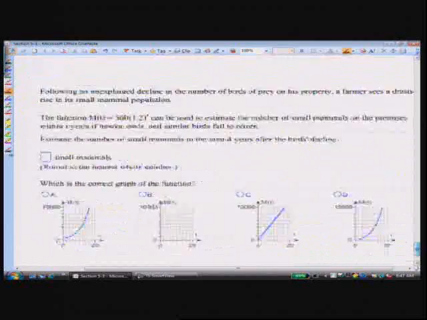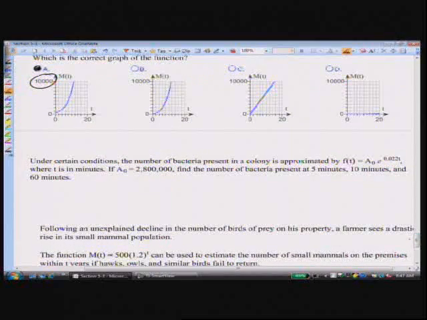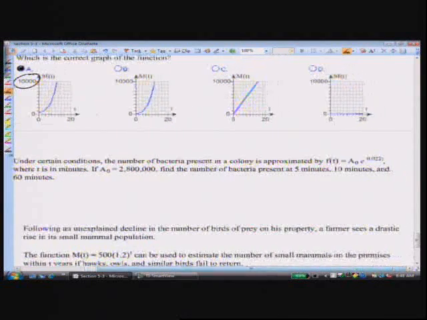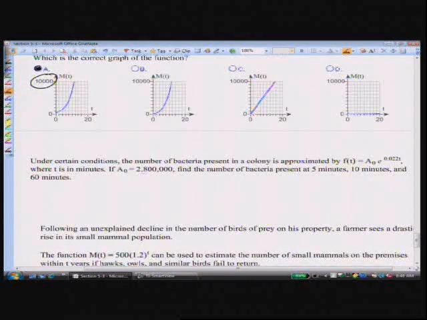Now, let's look at, I think this is the last question. Okay. Under certain conditions, can you guys mute, Chilton, because I can hear your bags moving and stuff. Thanks. Under certain conditions, the number of bacteria present in a colony is approximated by this formula. And it says, if A naught is 2,800,000, find the number of bacteria present at 5 minutes, 10 minutes, and 60 minutes.